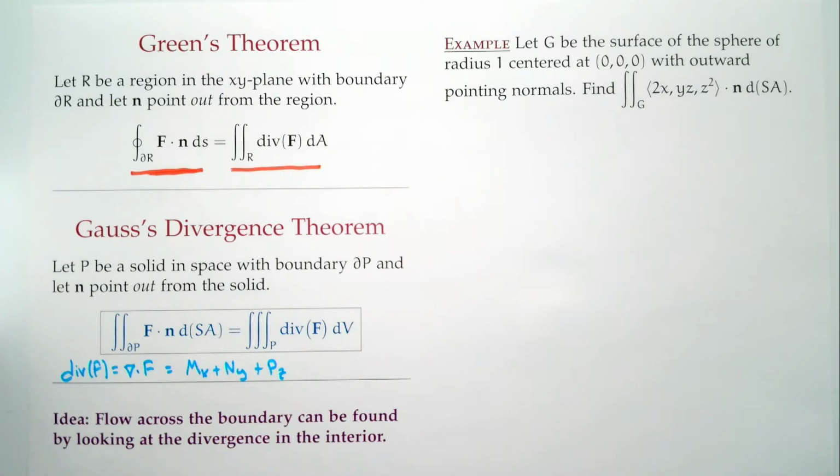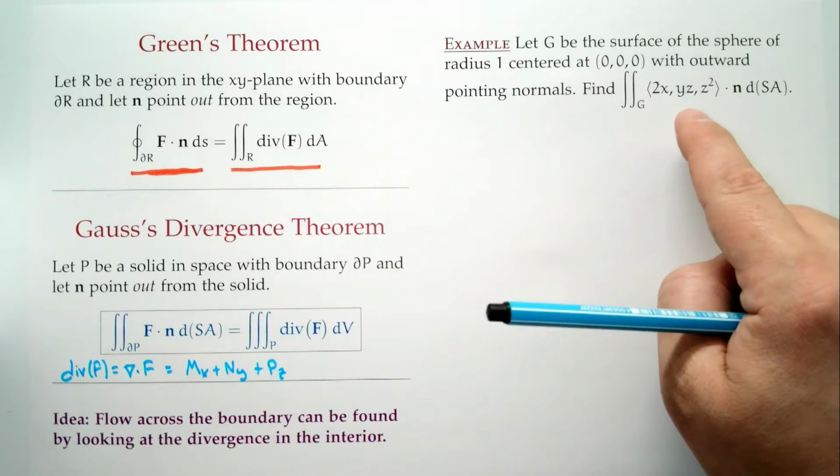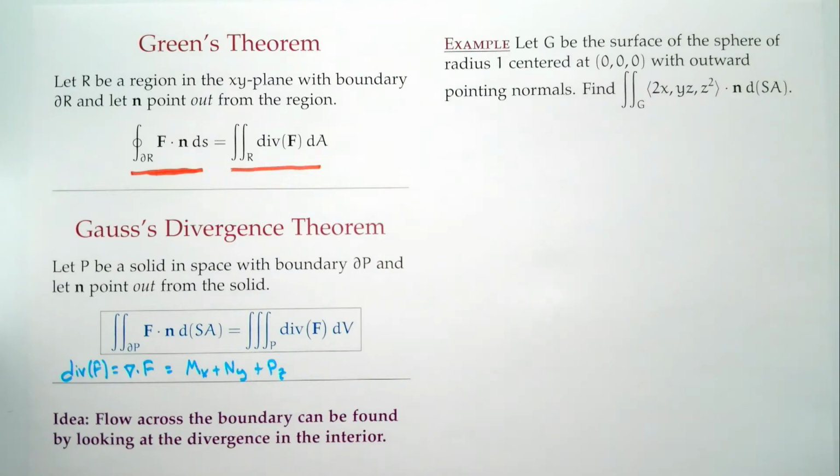So we're going to try to do a bunch of examples, and let's see how far we get. Let G be the surface of the sphere of radius 1 centered at 0, 0, 0, so centered at the origin. The normals are pointing outward. Find the integral over this surface of the vector field 2x, yz, z squared dot n dS.